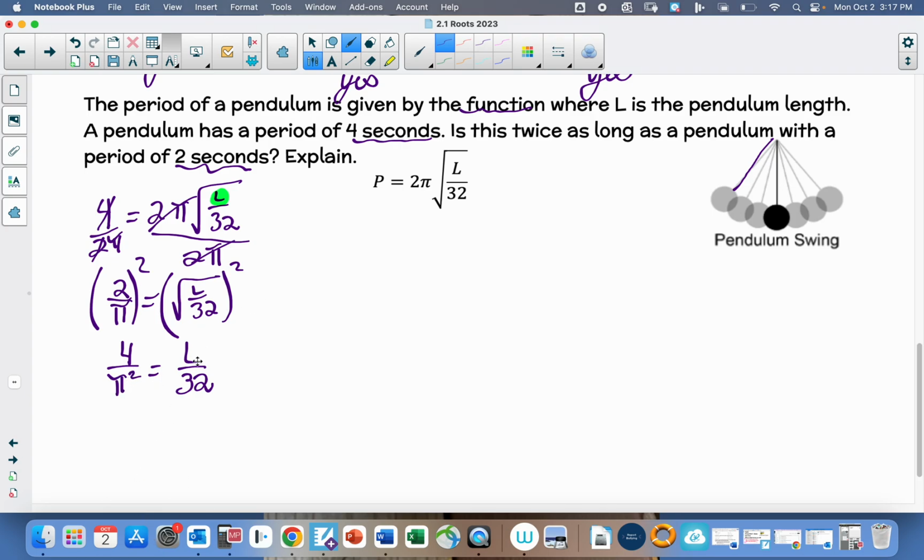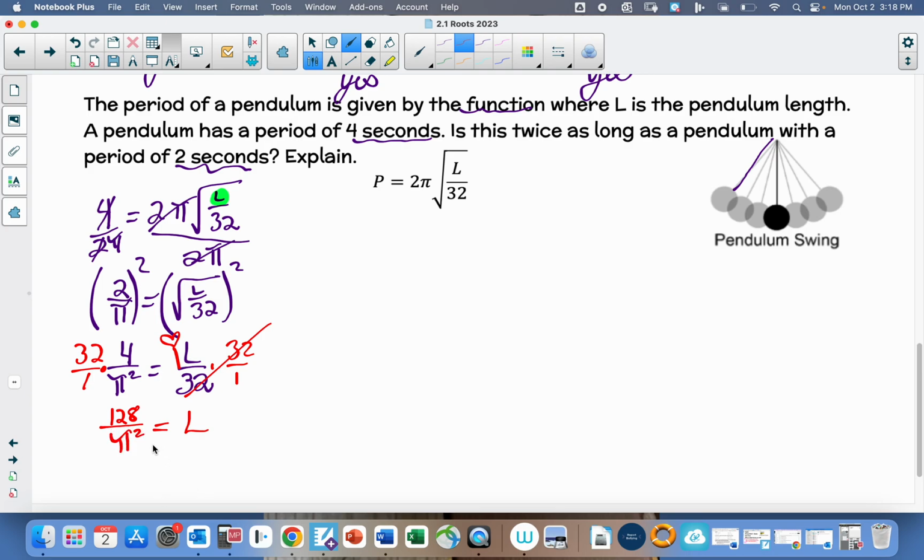Okay? I need to get L alone. So think of this kind of as a lever of 1 over 32. So I'm going to multiply both sides by 32 over 1. And I get L equals, and on the top I have 128. And on the bottom I have pi squared.